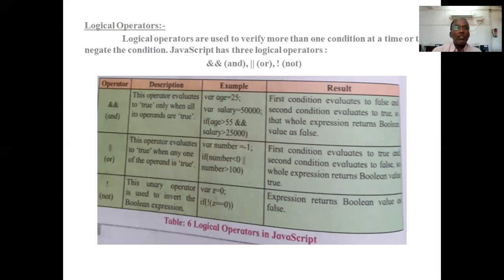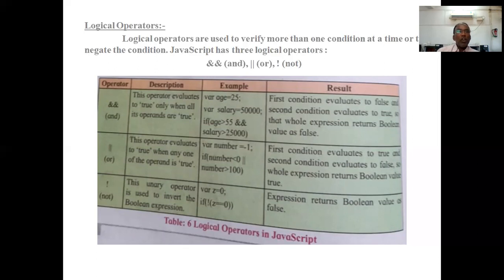Now the very first operator is AND operator. So the symbol ampersand is used for AND operator. The next logical operator is OR operator. So here the pipe symbol is used for OR operator. And the third logical operator is NOT operator. So here in JavaScript, the exclamation mark is used for NOT operator.